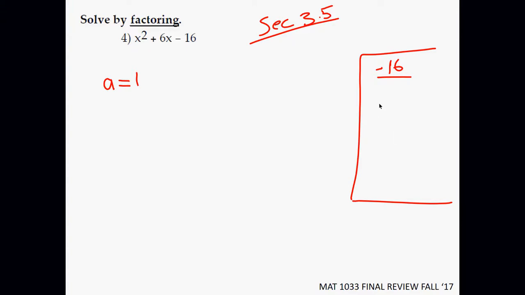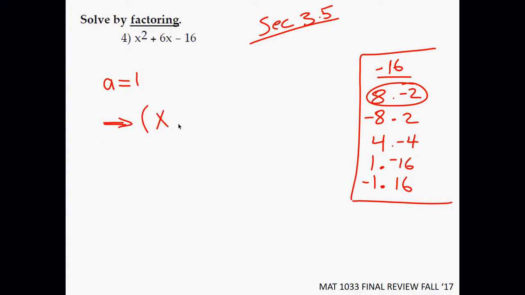And clearly you can think of 8 times negative 2, negative 8 times 2, 4 times negative 4, and 1 times negative 16, or negative 1 times 16. Those are the factors of negative 16. It's very clear that the first one adds up to 6, which is B, the middle side. So in that case, that would be x plus 8 times x minus 2. And that's the solution for that will be part B.